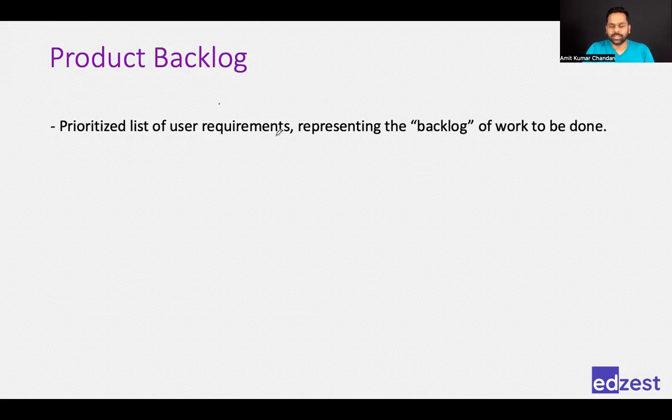One is product backlog. Okay. What is very important to understand about the product backlog is that it is a list of requirements from the user. Okay. And it is a prioritized list, which means there is an order in which it is listed. Okay. And it represents the backlog of the work to be done. So there is certain work to be done and we have created a backlog of it. And that's what it is.